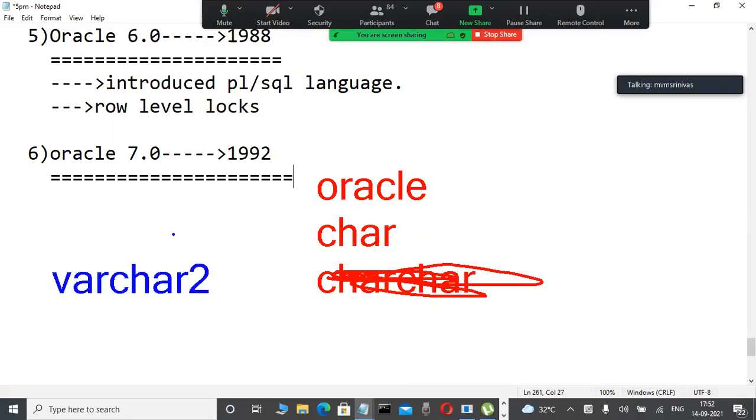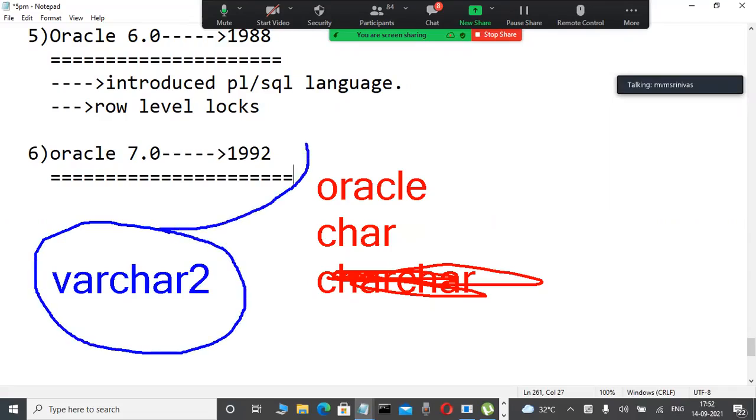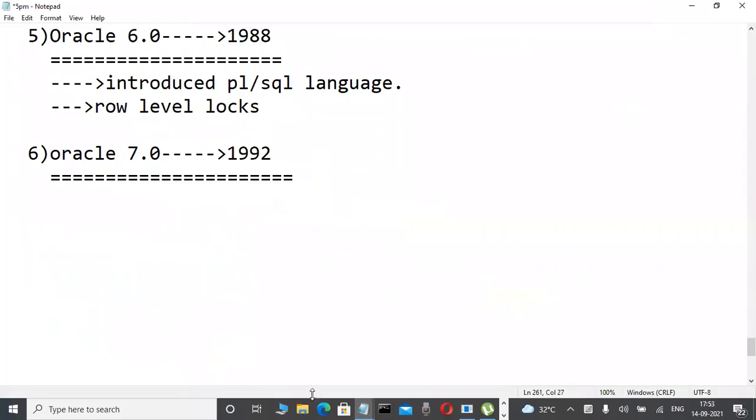Very good. Varchar2. This data type is not available before 6.0. Only from 7.0 version onwards this data type is there. Very, very important: the varchar2 data type. What is the difference between char and varchar2? Why did they introduce varchar2? We are learning that in our course. It was introduced in 7.0. Before 7.0, varchar was the data type, which is not available nowadays on the Oracle side. The varchar2 data type is there.